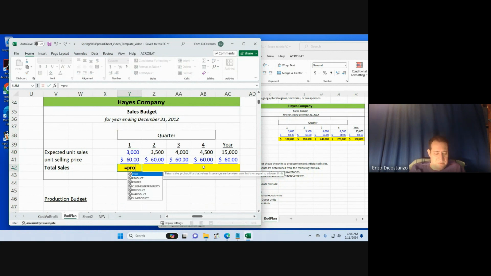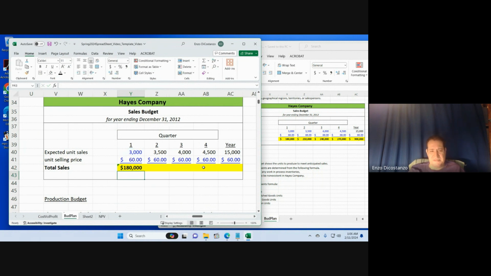Equals product. We're going to multiply the 3,000 times the 60. But let's be smart about this. You want to anchor the bottom one, right? Row 41 gets anchored. And you want this to float. So actually, for both of them, you want the rows to anchor, and they can just come across like this, Control R.